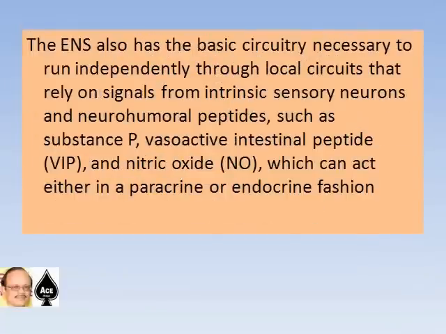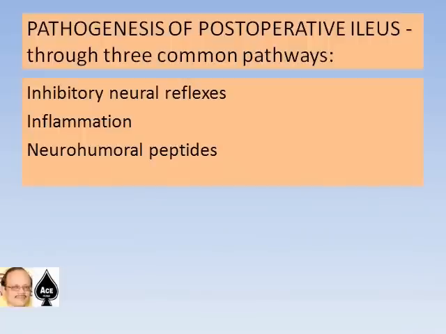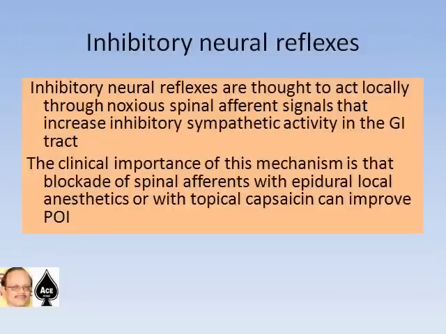The ENS also has the basic circuitry necessary to run independently through the local circuits that rely on signals from intrinsic sensory neurons and neurohumoral peptides such as substance P, vasoactive intestinal peptide VIP and nitric oxide NO, which can act either in a paracrine or endocrine fashion. Pathogenesis of postoperative ileus occurs through three common pathways: inhibitory neural reflexes, inflammation and neurohumoral peptides.